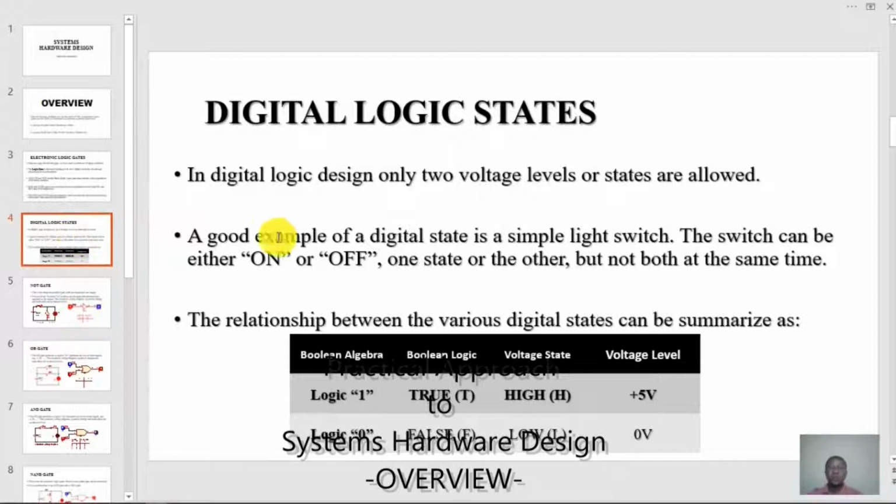So looking at the Boolean algebra and voltage level here, we represent 5 volts with 1 and represent 0 volts with 0. So we'll be talking about 1 and 0 all through our lab. When we talk about 1, that means 5 volts. When we talk about 0, that means 0 volts. So let's look at the logic gate.